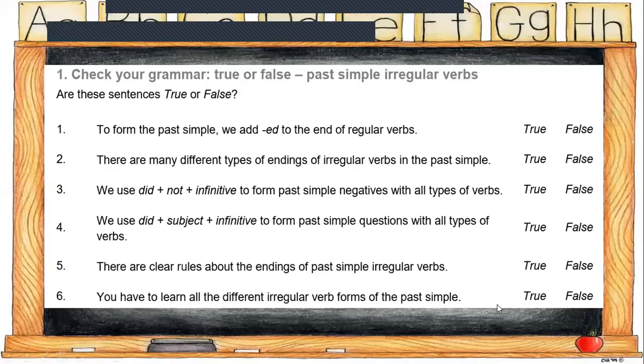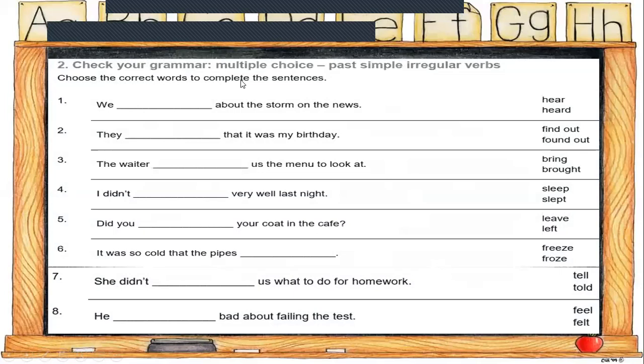Right. The second exercise. This is a multiple choice question. We have 8 sentences. We have to fill in the gap with A or B. Of course, it is the past simple. I repeat, past simple. Again, pause the video, try to answer. For example, the first one, we hear about the storm on the news, or is it we heard about the storm on the news? Remember, past simple. Okay, pause the video, try to do the exercise and come back so we can do it together.